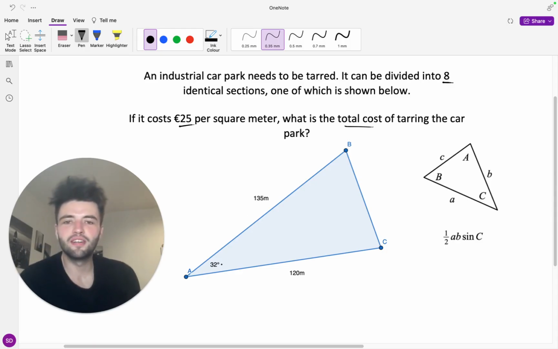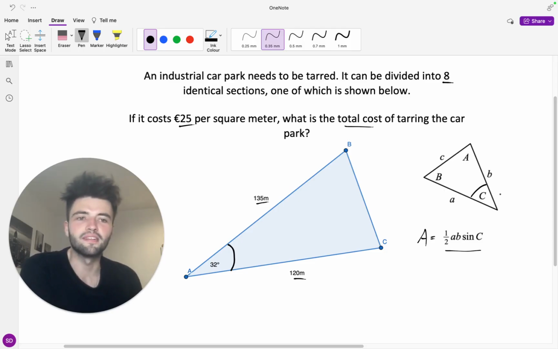And so basically if we take a look at this section here, we can see that it's a triangle, and we know one of the angles here is 32 degrees, and then we're given the sides on either side of this angle, so we've got 135 and 120 metres. And I've just put over from our log tables here the formula for the area of a triangle given these exact angles and sides. So we've got one angle and two sides either side of it, so we can now calculate the area.